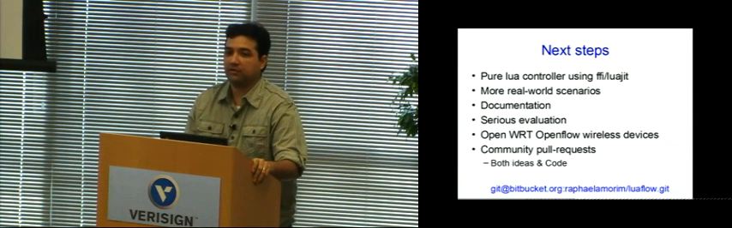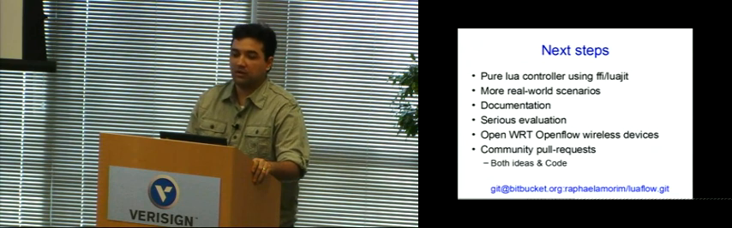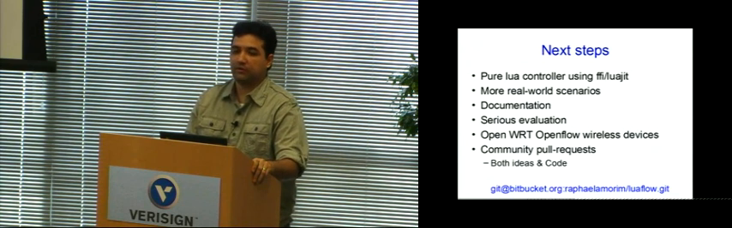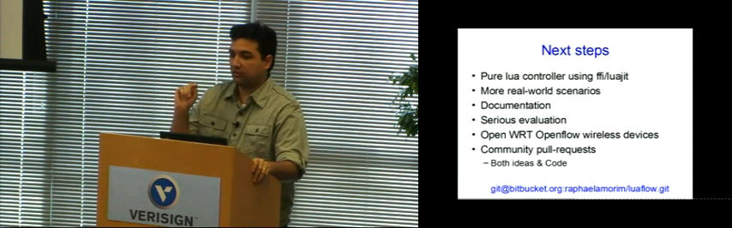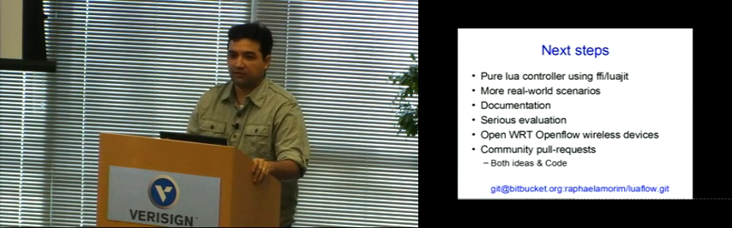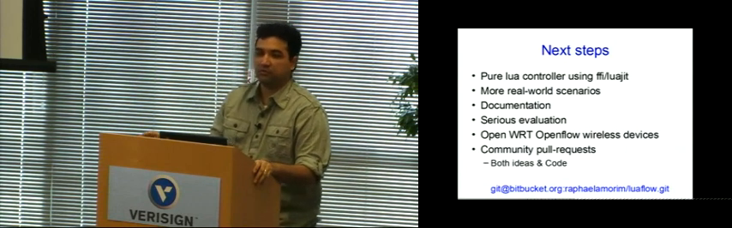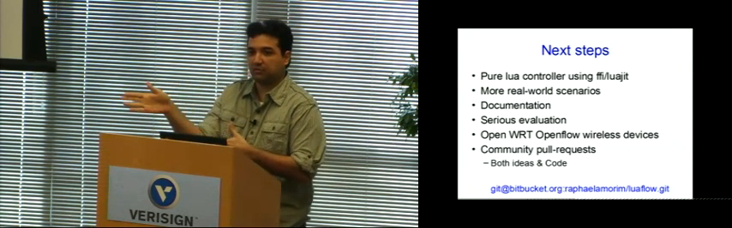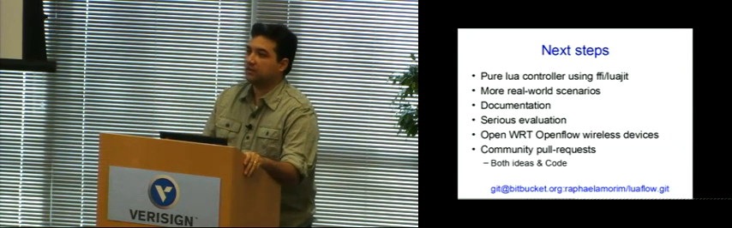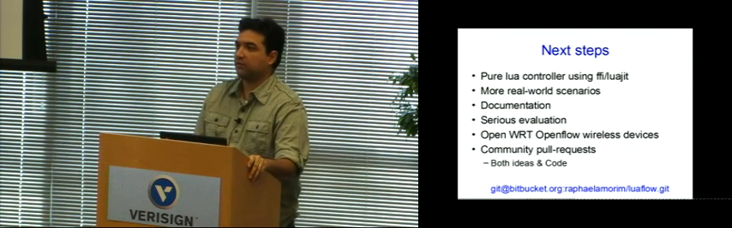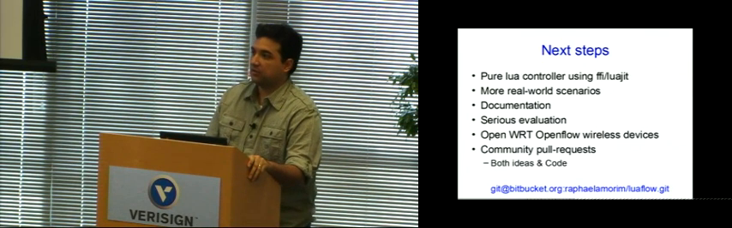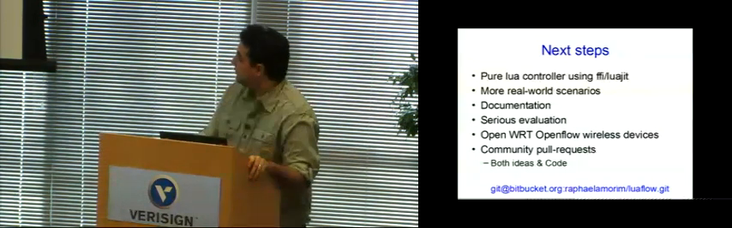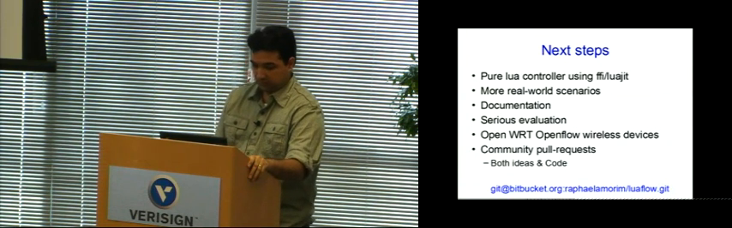There's also a good opportunity to use OpenWRT OpenFlow wireless devices. Inserting wireless devices into the scenario is very cool, because your hosts are going to switch to different positions in the topology, and you will try to keep the path aligned with what you want and keep the performance up. Also, we will receive community pull requests, both ideas and code. There's the link to the initial repository on Bitbucket.